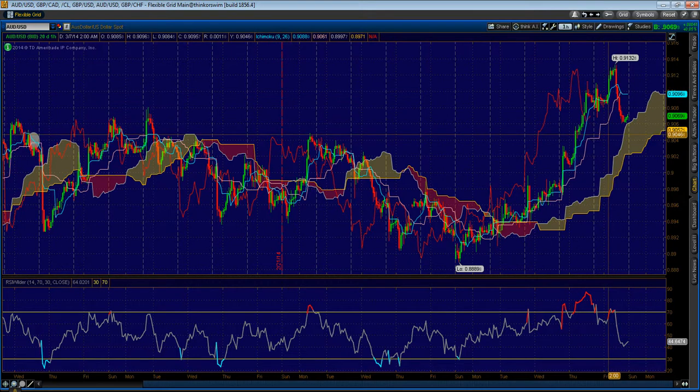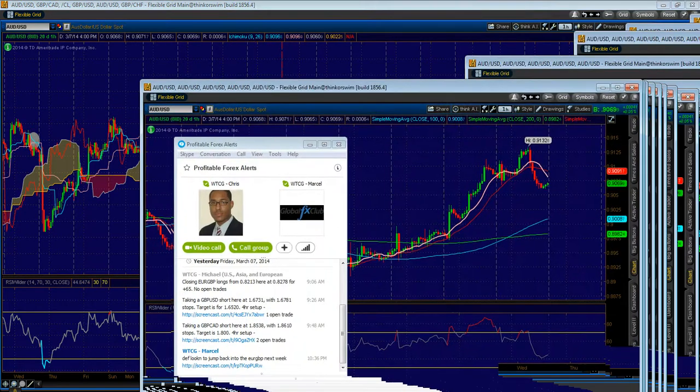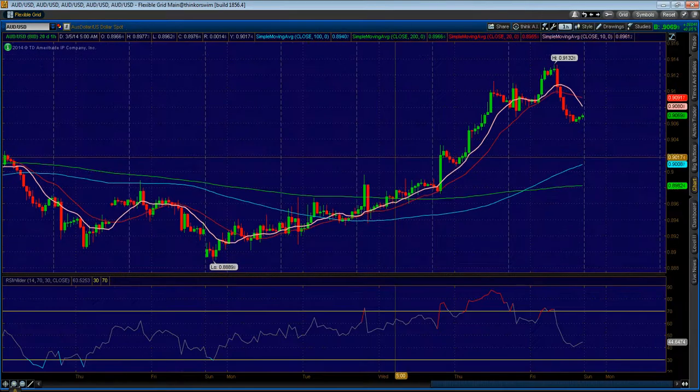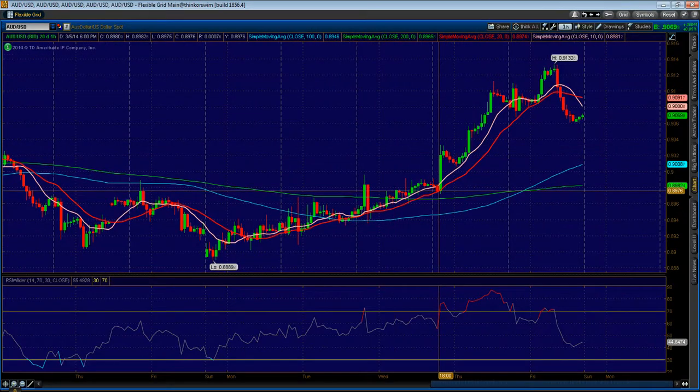Chris will actually be doing his Ichimoku video as well. So for those members, you will go ahead and get the update over the weekend, and then I will actually be doing a moving average video later on today. Now Aussie dollar, we also see from a moving average standpoint. I'll go more in depth in the moving average video that will also be posted in the members area.